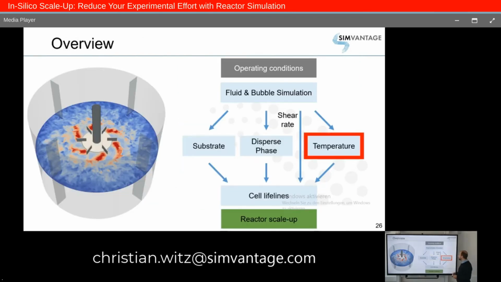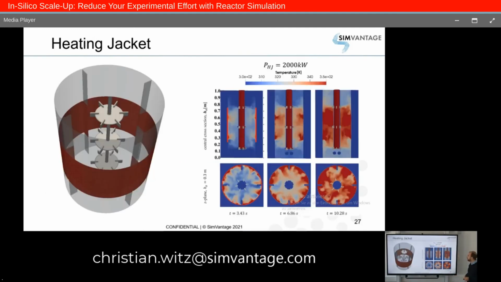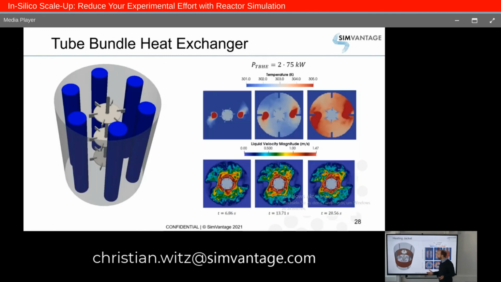And the last one of our modules which I want to present today is the temperature. For the temperature, as you would expect, you can define a heating jacket, for example, and then see how the temperature field evolves over time. Interestingly, we're using the same algorithm as for the mass transport, but now the quantity which is transported is thermal energy. And we can do the same also for submerged tube bundle heat exchangers.